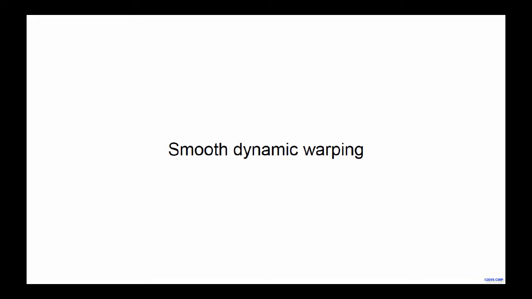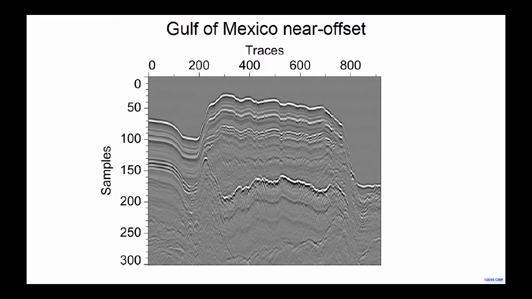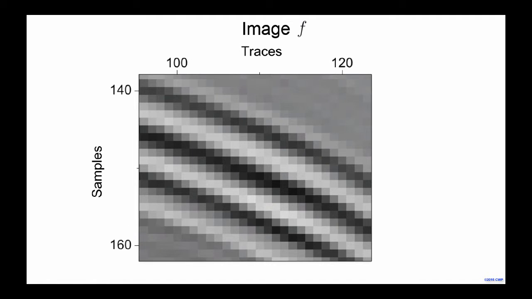So this brings me to the smooth dynamic warping method. Dynamic warping aims to find shifts between two images such that the shifts applied to one image well approximate the other image. And to show you how we use dynamic warping to estimate slopes, let me show you once again our Gulf of Mexico image. However, this time let's zoom into a different part of the image, here highlighted in red. And let's call this image F.